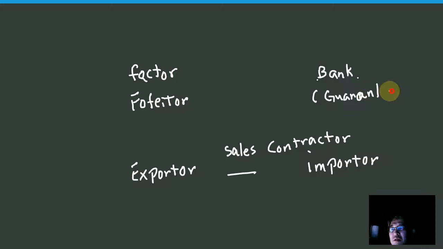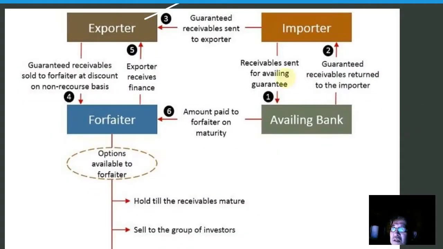Guarantee bank, right? The role of this guarantee bank is to guarantee to pay the factor or forfeiter. So this guarantee bank receives a draft from import. Going back to here, we call this one a receivable. Receivable here.